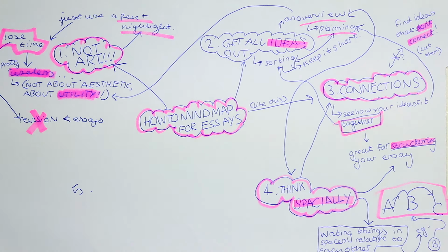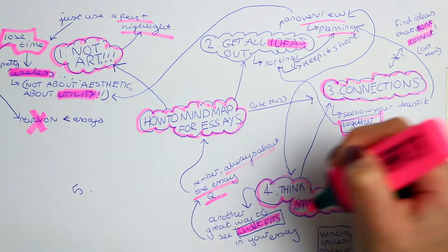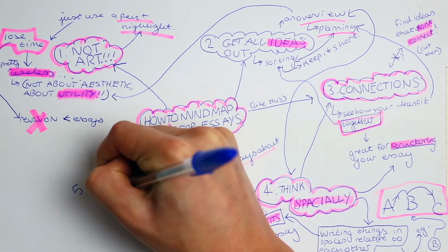And as you're doing all of this, as I said in the beginning of the video, just remember that you should always link things back to your essay question, which is why I put it in the middle. If things can't link back, then you do have a problem. If what you're thinking about doesn't link back to your essay question, why are you writing about it in the first place? This is a really, really great way if you're a visual learner.